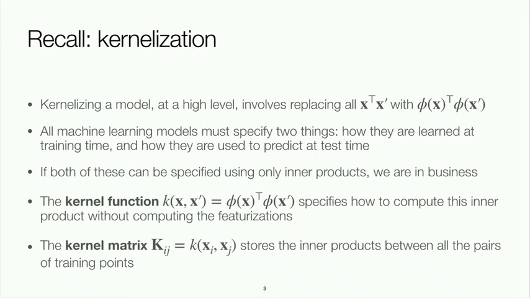So that's what we're doing today. Let's look back on some of our previous models that we've learned. Can we figure out how to write them using only dot products? And then after we do that, swap in this kernel matrix and this kernel function, and we're going to be able to kernelize the methods that we've learned before.